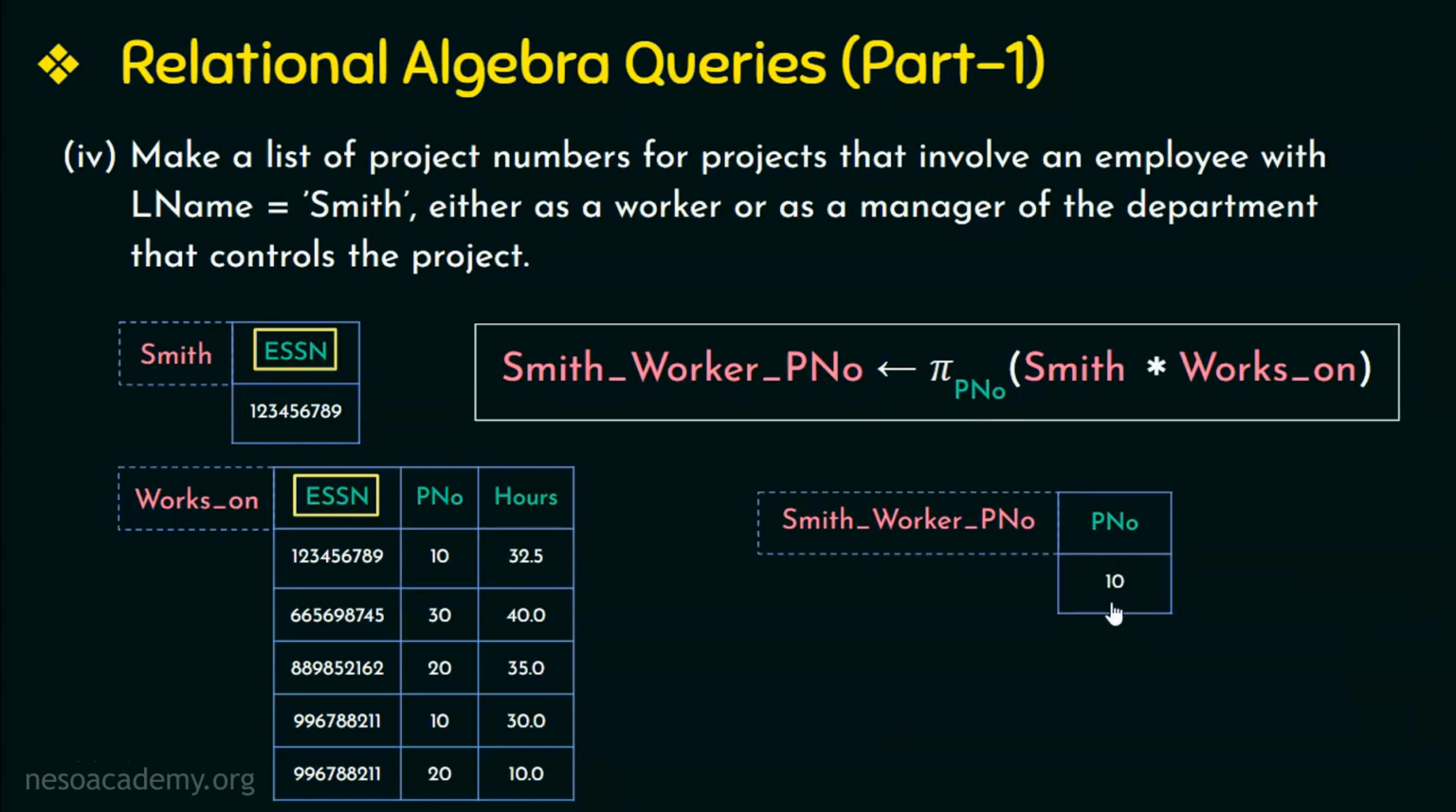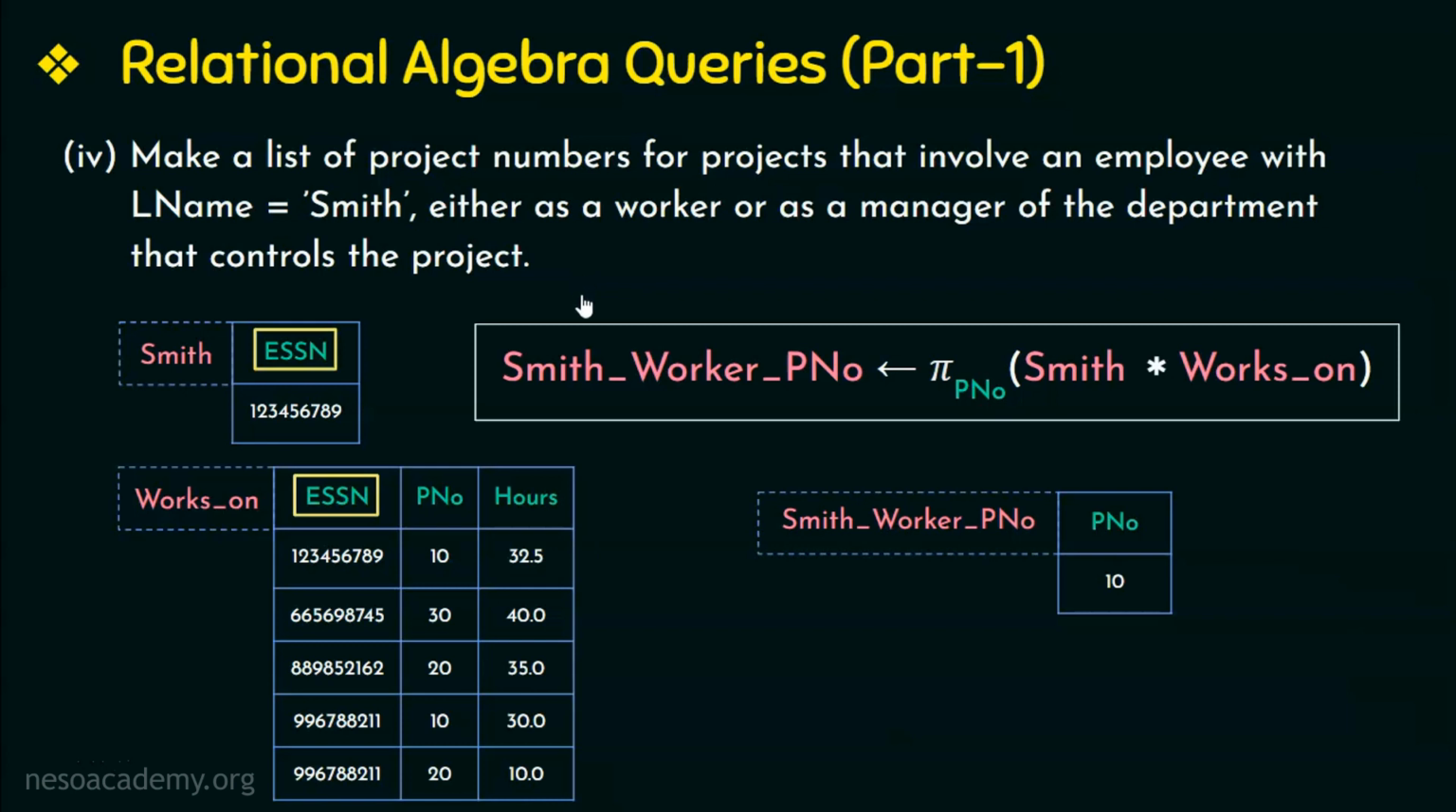Therefore, this is the project number of the project on which the employee with the last name Smith works as a worker. Now we need to know the project numbers of the projects that involve employees with last name Smith as a manager of the department that controls the project. Now, a manager is also a worker.